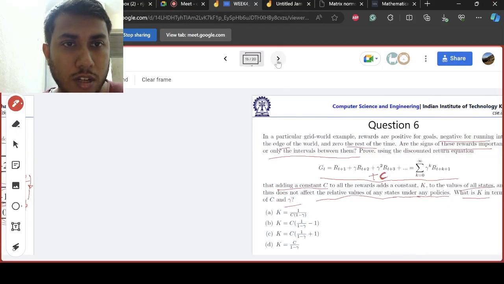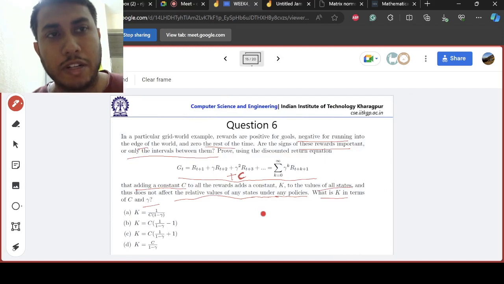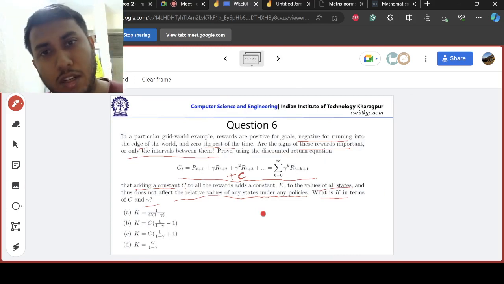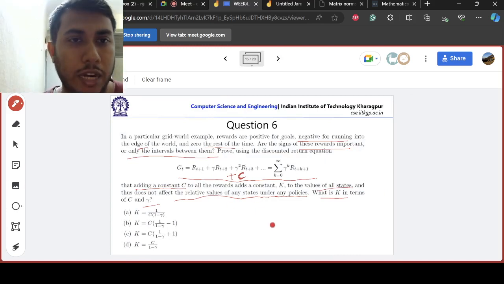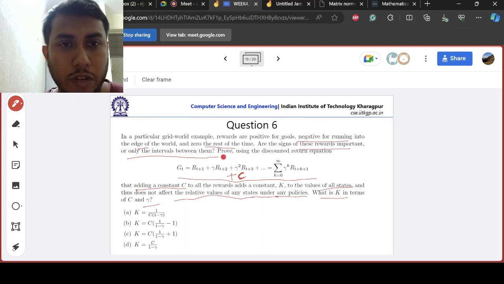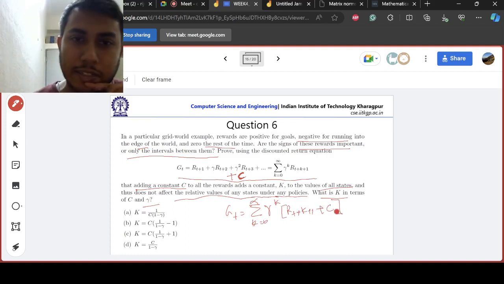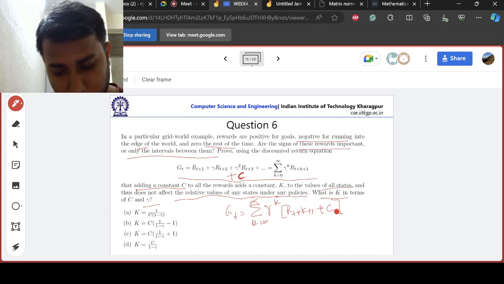Okay, so let's do this one. So what we are saying here, we are adding a constant term to the reward. For each reward we are adding a constant term. So this Gt can be written as summation k equals 0 to infinity gamma to the power of k, r t plus k plus 1, plus c. This is what we meant by adding a constant c.